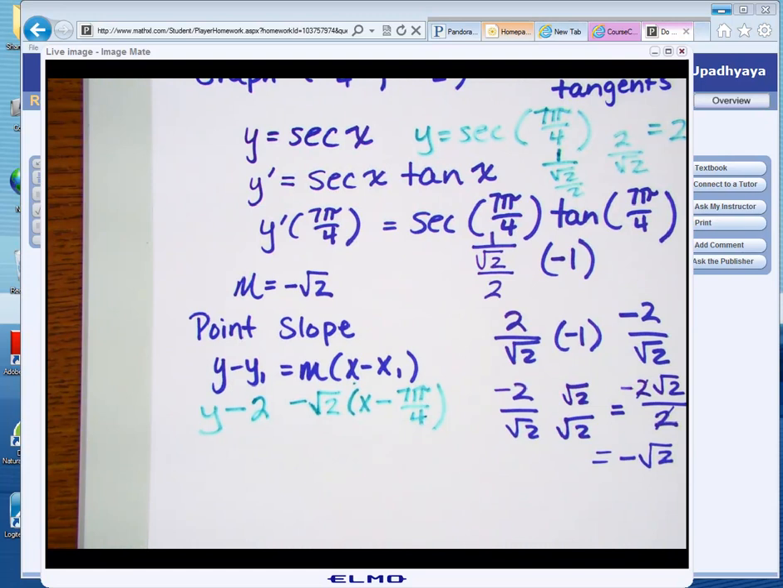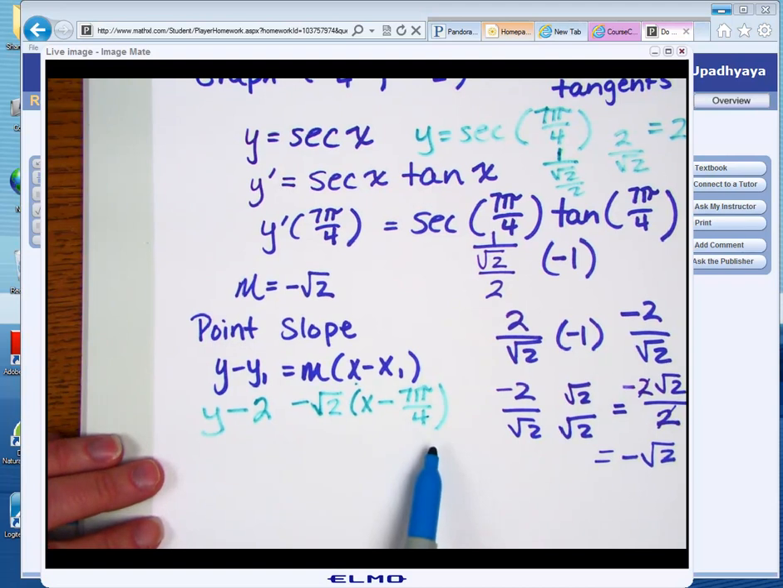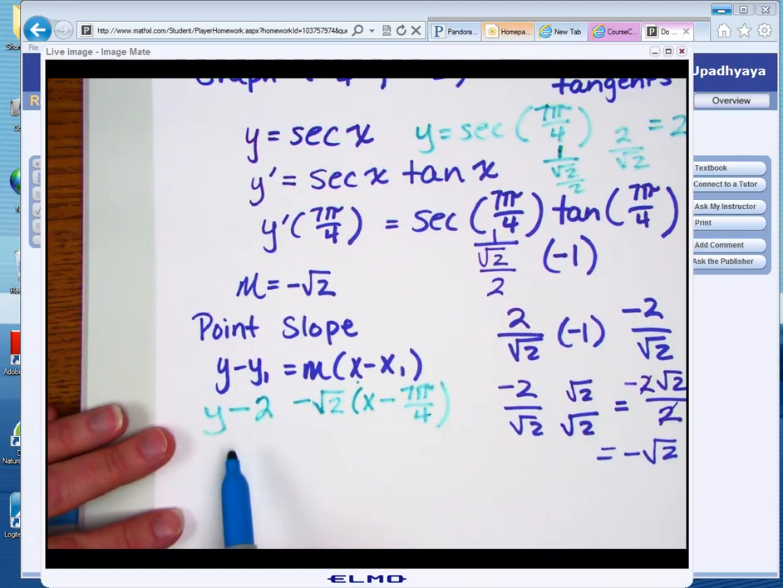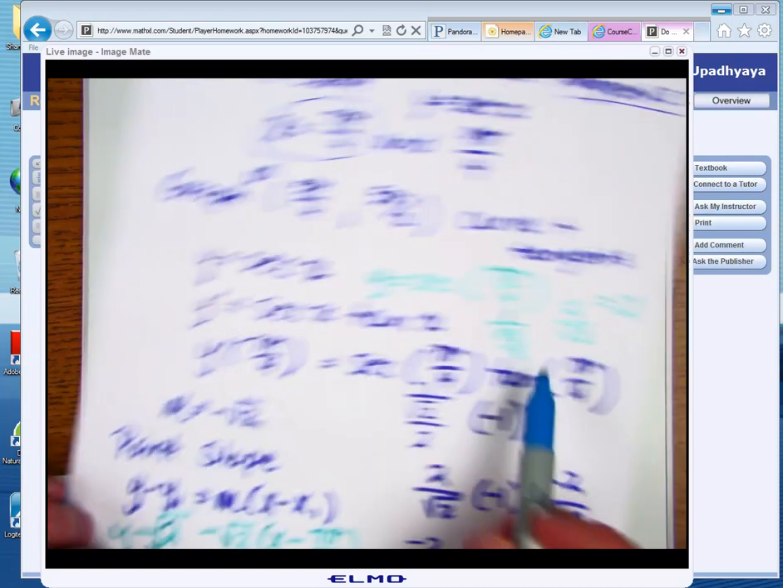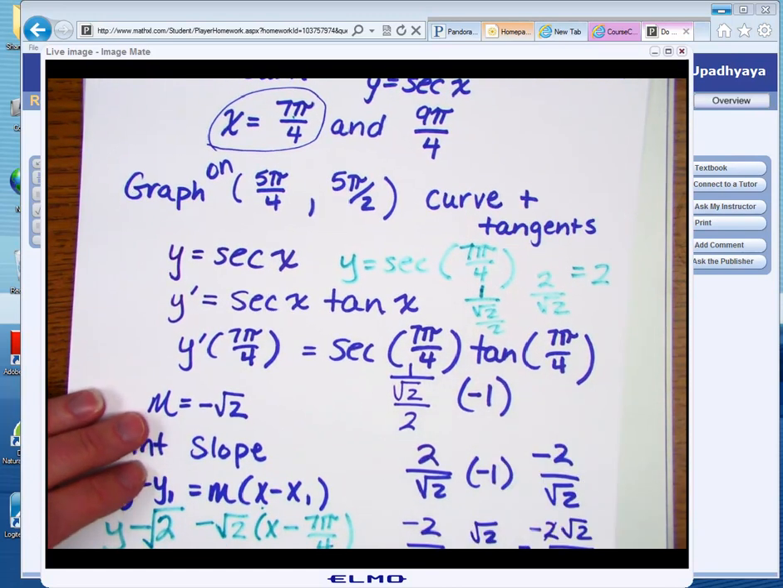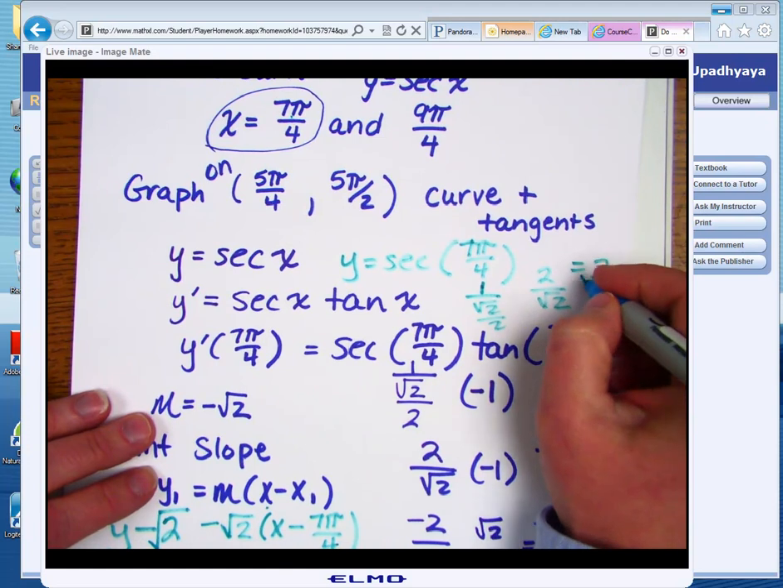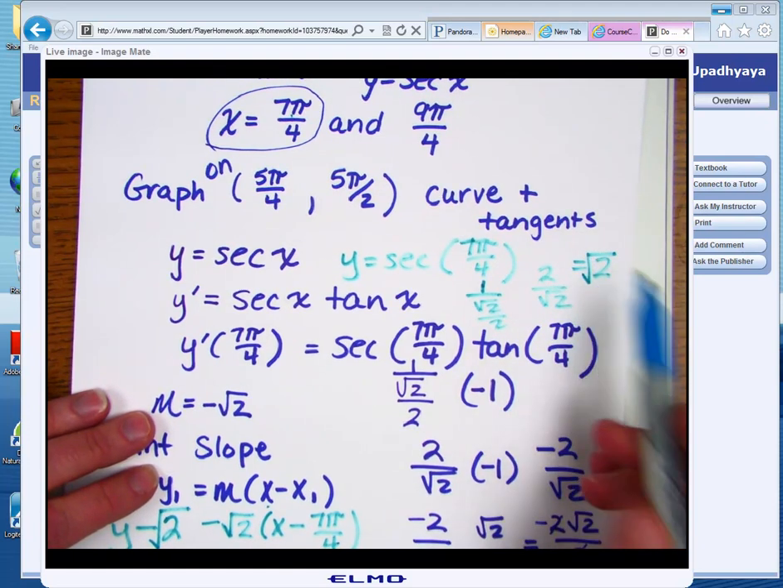So now here is my equation, and I'm ready to isolate y. This is an equation of a line, but typically we isolate the y. Oh, this is square root 2. Sorry about that. That is equal to square root 2.